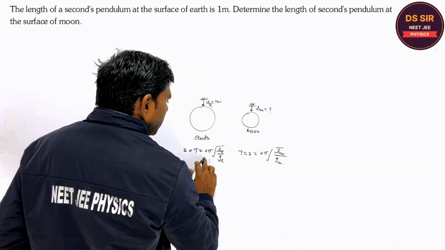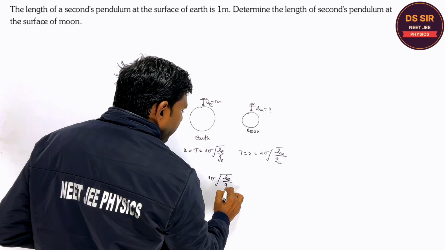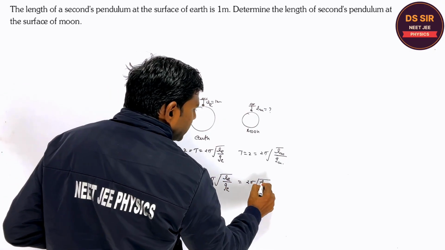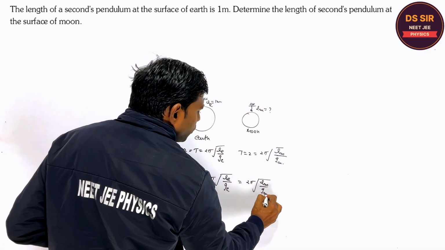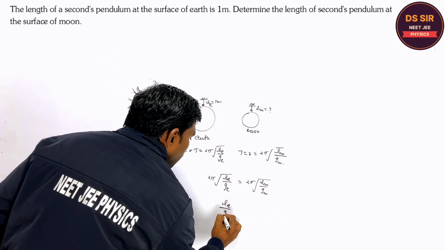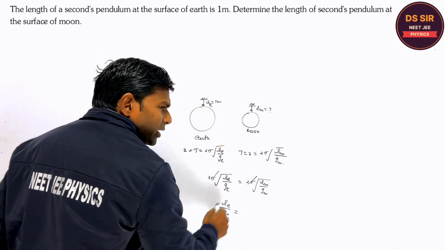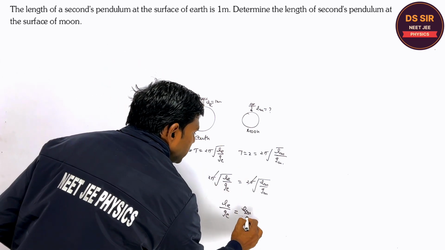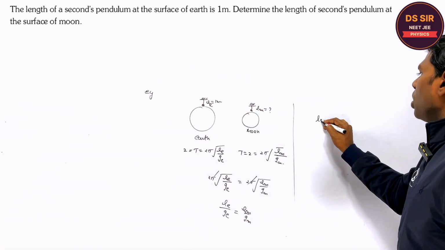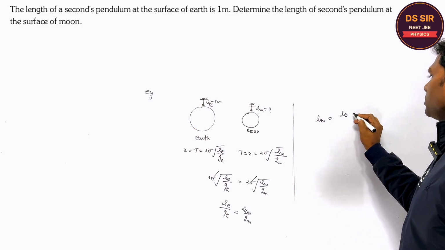So both are equal, therefore 2 pi root of length of earth upon gravitational acceleration at earth equals 2 pi root of length of moon upon acceleration due to gravity at moon. So what is the relation? LE upon GE, right. 2 pi will cancel out, square them, and Lm upon Gm.